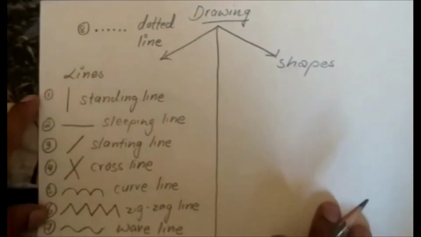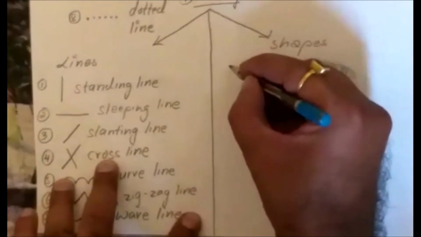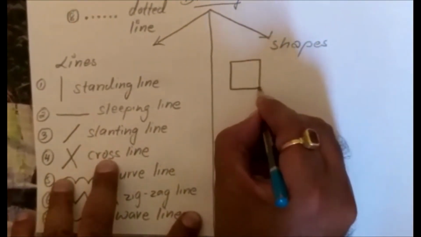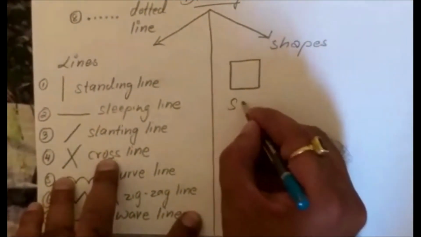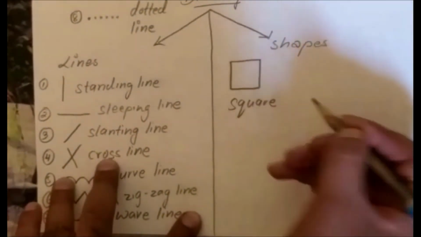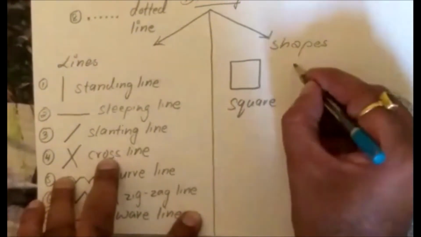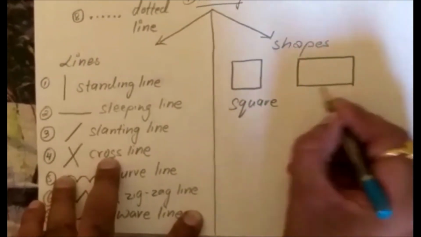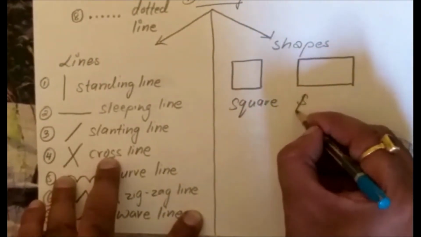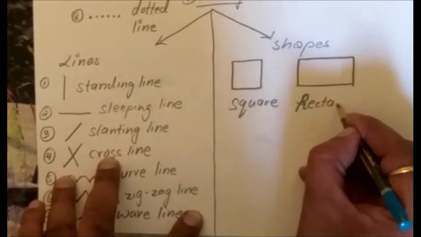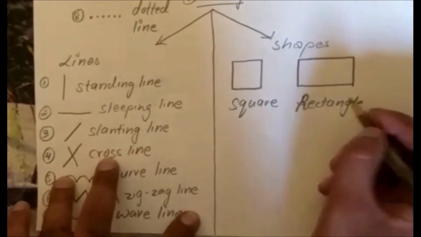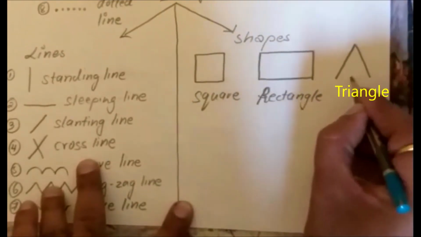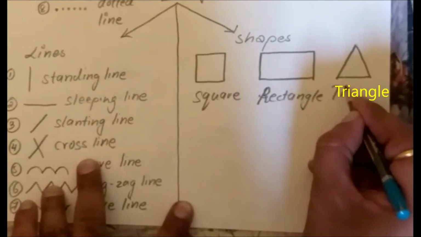Okay, now I'm going for shapes. Here a standing, sleeping, standing, sleeping. This is a square. Again here I'm going to construct the same thing, standing, sleeping, standing, sleeping. Again this is a rectangle. Here one more shape, slanting, slanting, sleeping. This is a triangle.